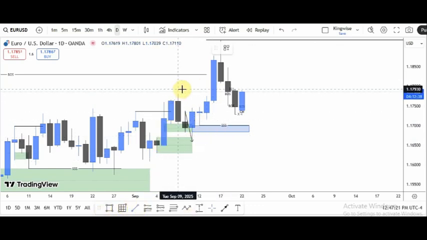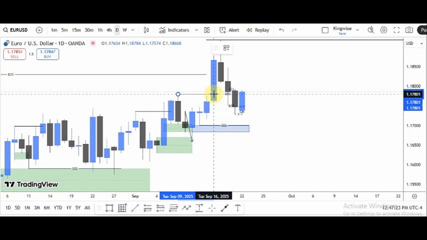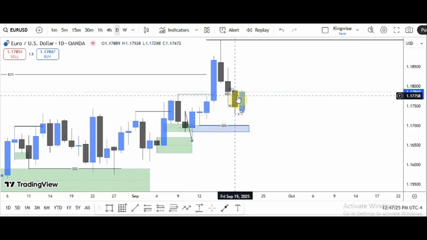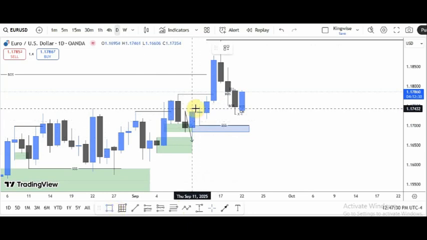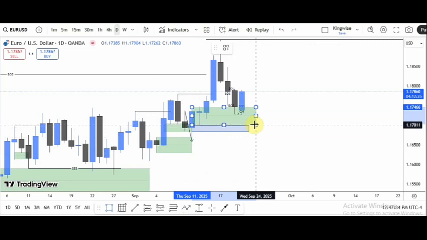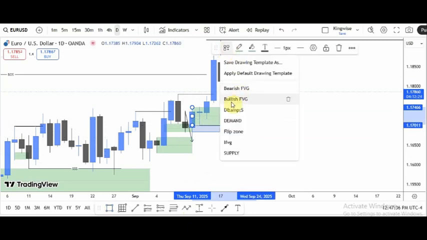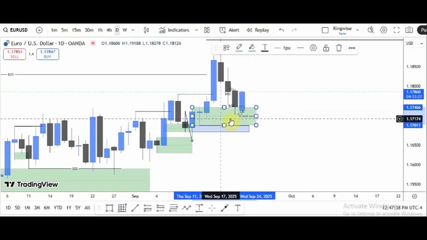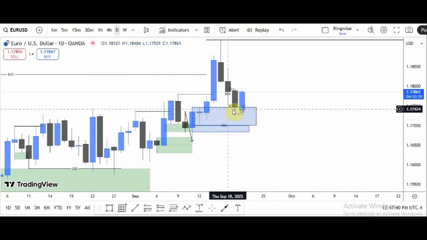Now, we have another break of structure and price has moved to tap into this demand zone. This doji candlestick is the demand zone that price respected today. So, I haven't seen that price is respecting this zone.